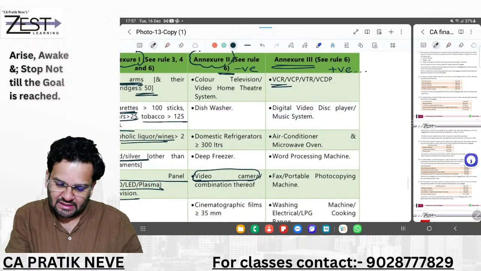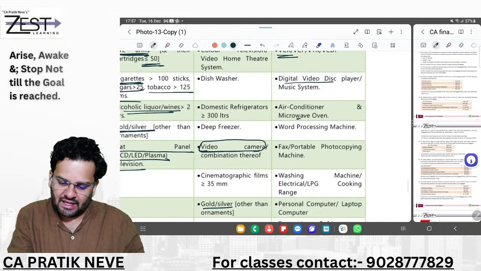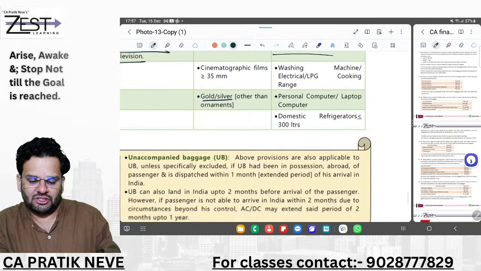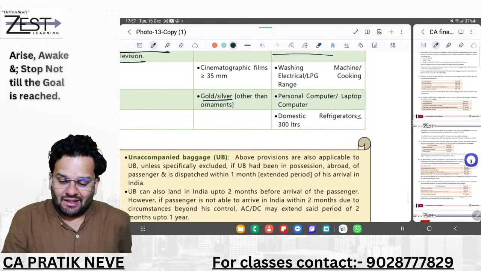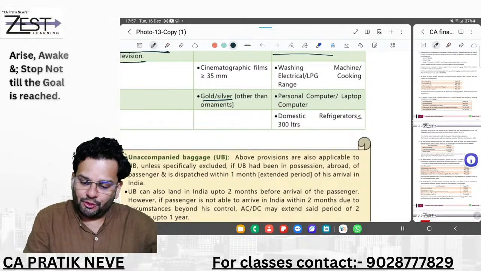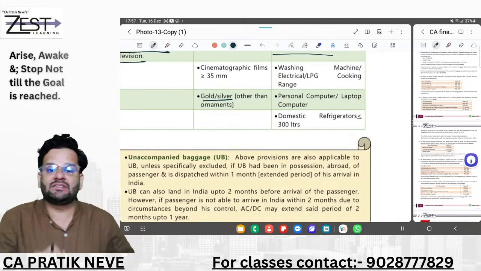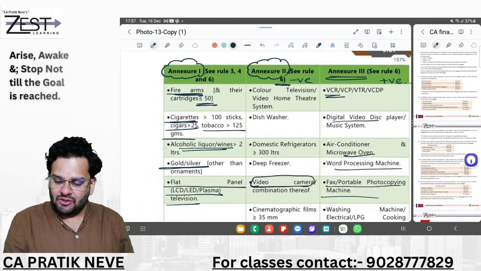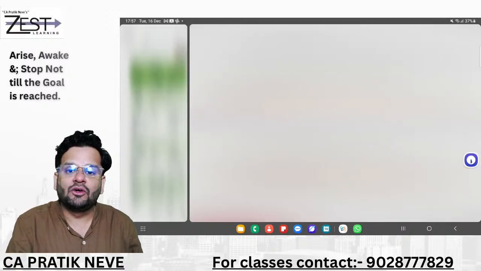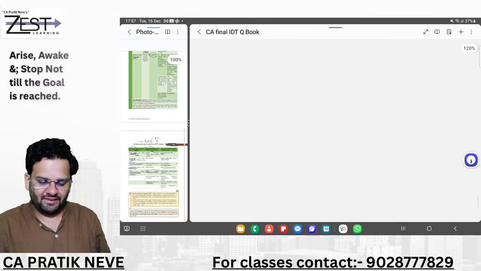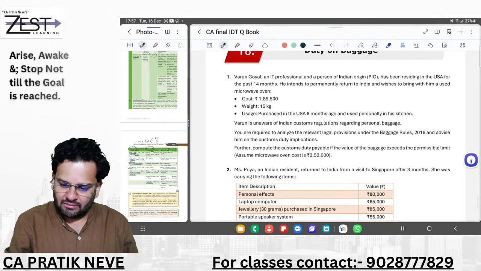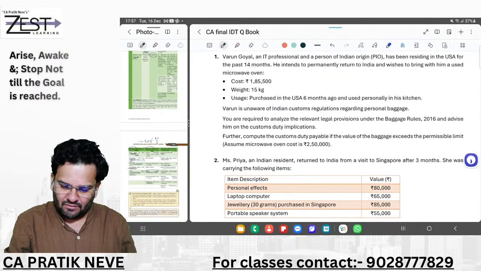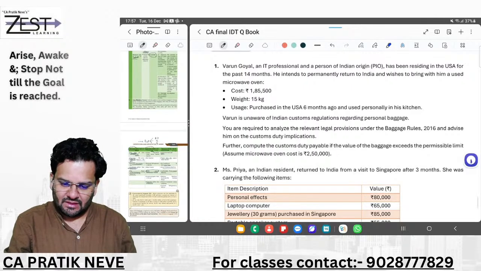So all this: VCR, DVD player, music system, AC, microwave oven, word processing machine, fax or portable photocopying machine, washing machine, electrical LPG cooking range, personal computer, laptop computer, domestic refrigerators up to 300 liters, all this will fall in Annexure 3. So on them you can claim allowance of rule 6. Clear? So let's do some questions based on this. Are you ready for doing the questions? Shall we start?